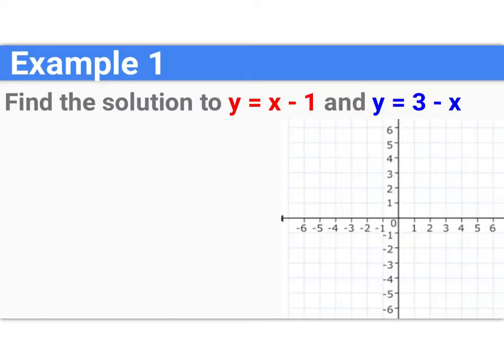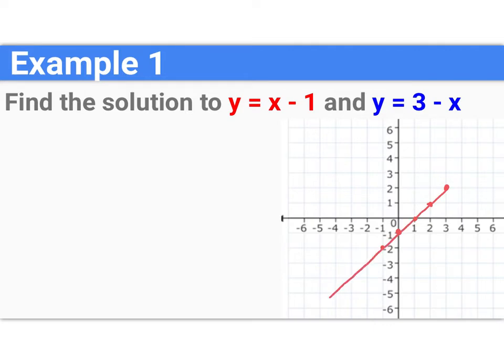So find a solution. So what we want to do now is graph these lines. So let's graph the red line first. So when x is 0, y is -1. The slope is 1, which means we go over 1 and up 1, over 1 and up 1, over 1 and up 1. So here is our line.